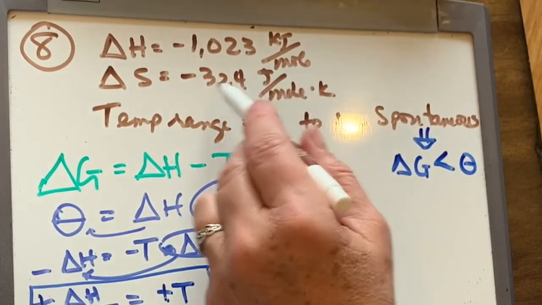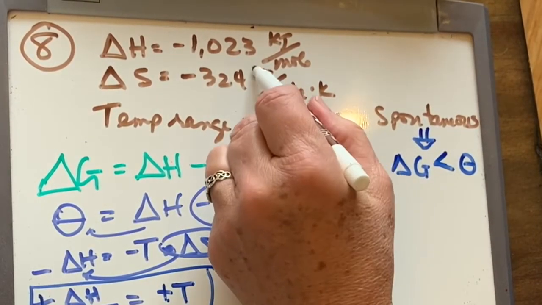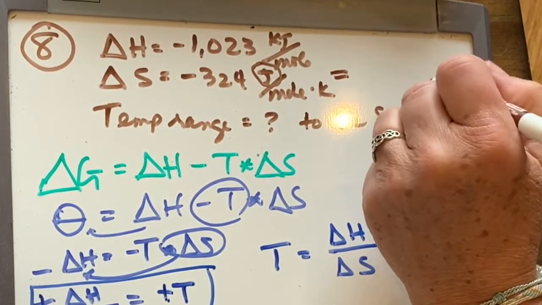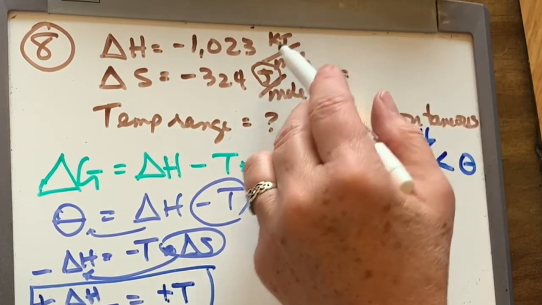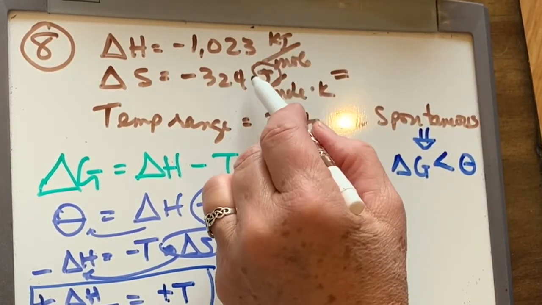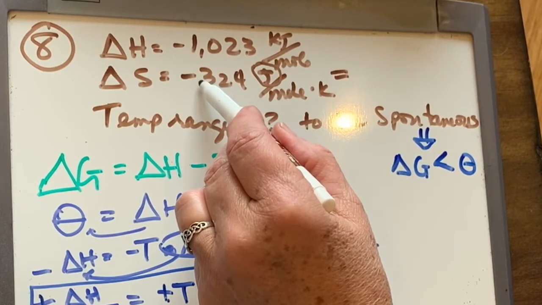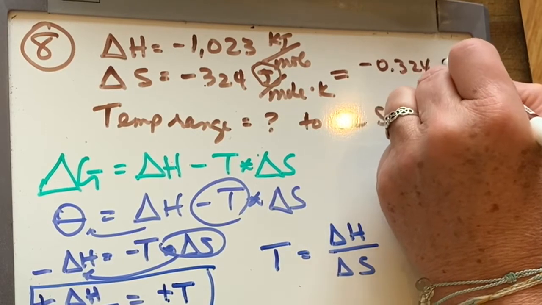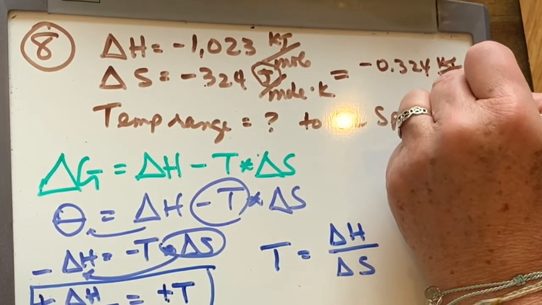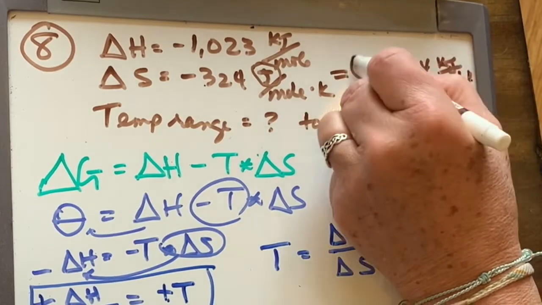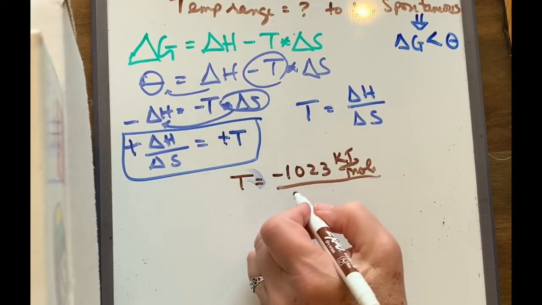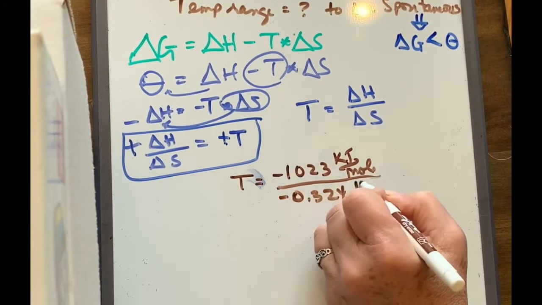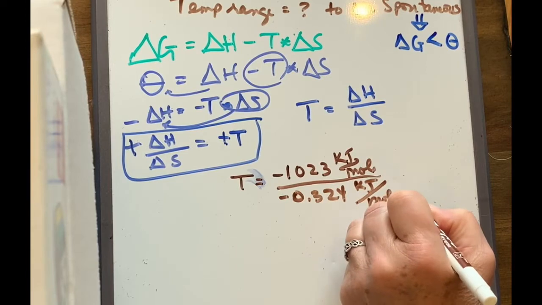Can we put our delta S down here? No, because our joules do not match our kilojoules. So we have to fix that and convert that joules to kilojoules. Simply to do that, we just have to count 1, 2, 3 and put our decimal here. So we can have negative 0.324 kilojoules over moles times Kelvin. So that's going to be the number we work with. So we're going to put negative 0.324 kilojoules over moles times Kelvin.